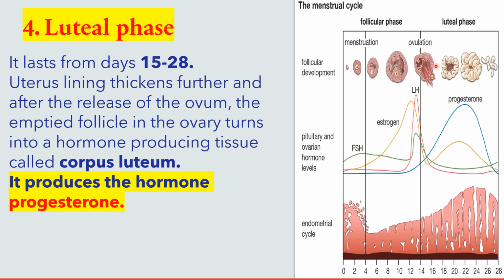But in the ovary, after the release of the ovum, the remnant of the follicle converts into a yellow mass called corpus luteum, or we can say the emptied follicle in the ovary turns into hormone producing tissue called corpus luteum that produces a hormone progesterone. Then progesterone is produced from corpus luteum. This progesterone is produced in which phase? Luteal phase.